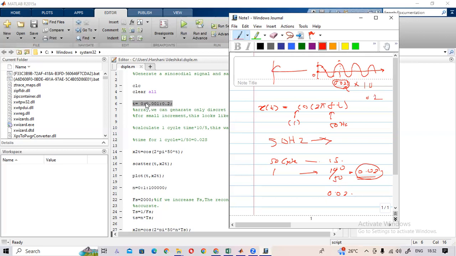So what I want to tell you is that when you select the beginning value, end value, and the increment, you should be careful. Otherwise the signal will not be shown properly. If you select some improper values, we can't see the signal very well. That is what you need to be careful about.